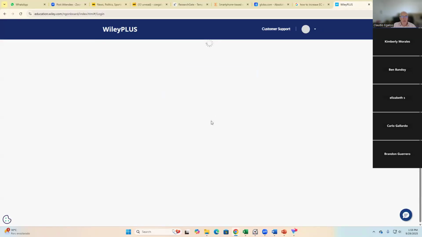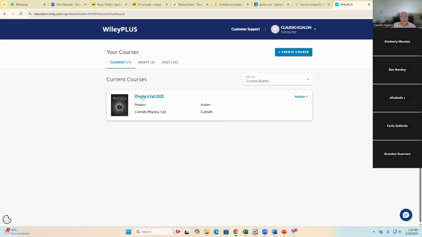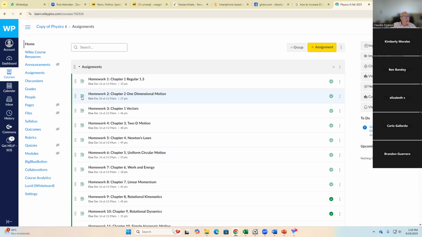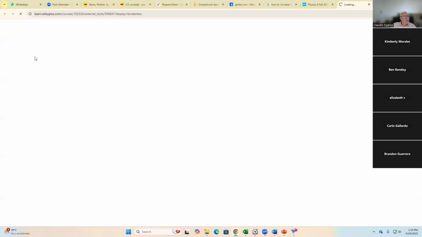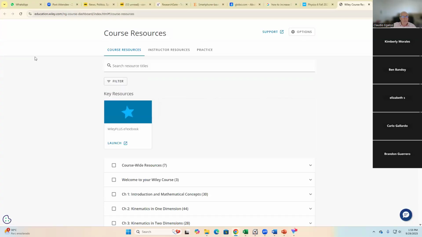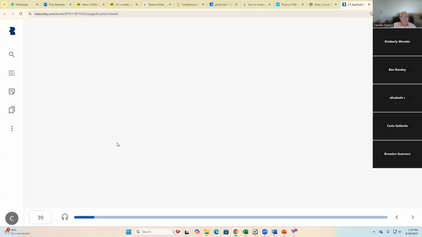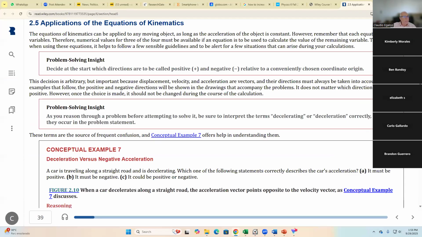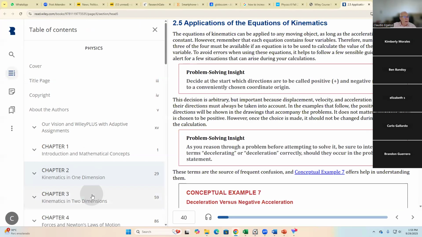Just gonna take a look at the book. There are a few things that are not in the book, right? Like the treatment of how physics is built up. But most of it, yes, it is in the book. Here you go. Let's go right here. Book, launch. Kinematics in 2 dimensions.